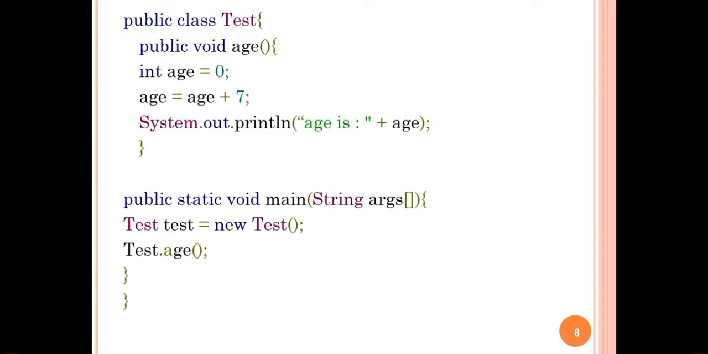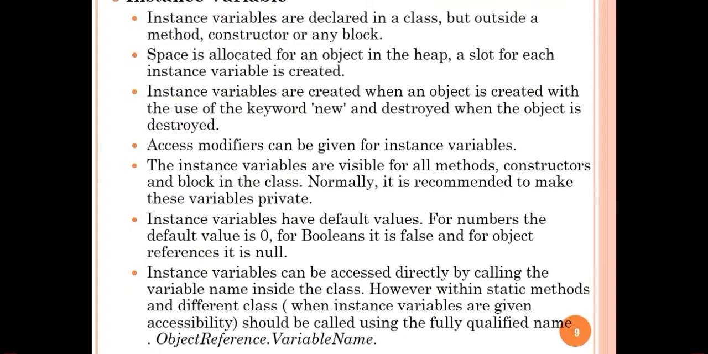Instance variables are declared in a class, but outside a method, constructor or any block. Space is allocated for an object in the heap, so a slot for each instance variable is created. Instance variables are created when an object is created with the use of the keyword new. They are destroyed when the object is destroyed.